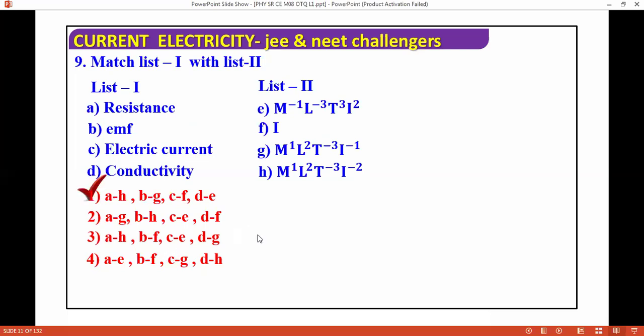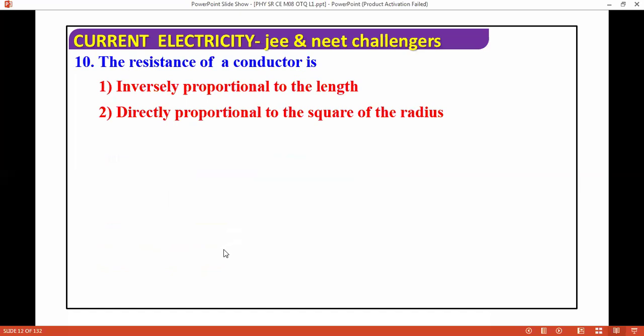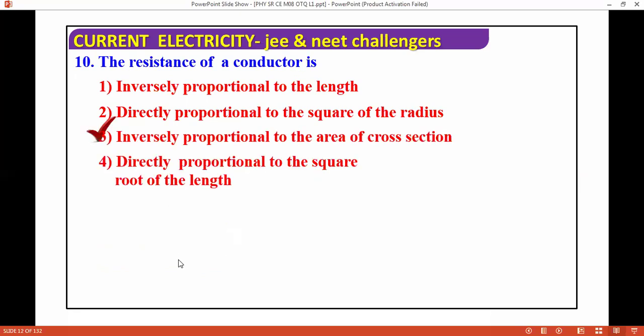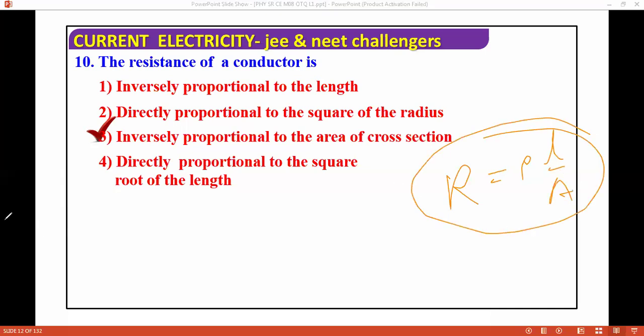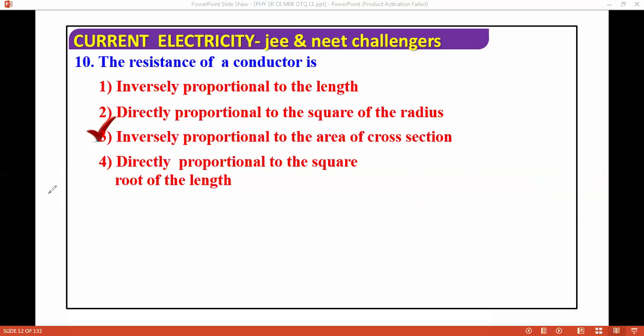Next, we are moving with the second set of 10 questions. Next question: the resistance of a conductor is. This is based on the formula R equals rho L by A. So apply this formula, R equals rho L by A, and you can get the answer to these questions easily. It's a doable question.